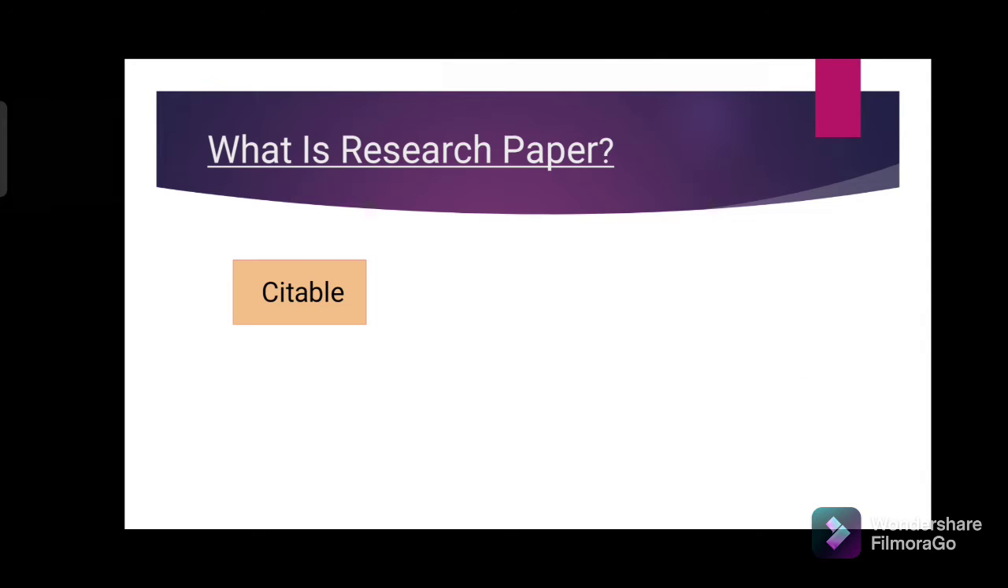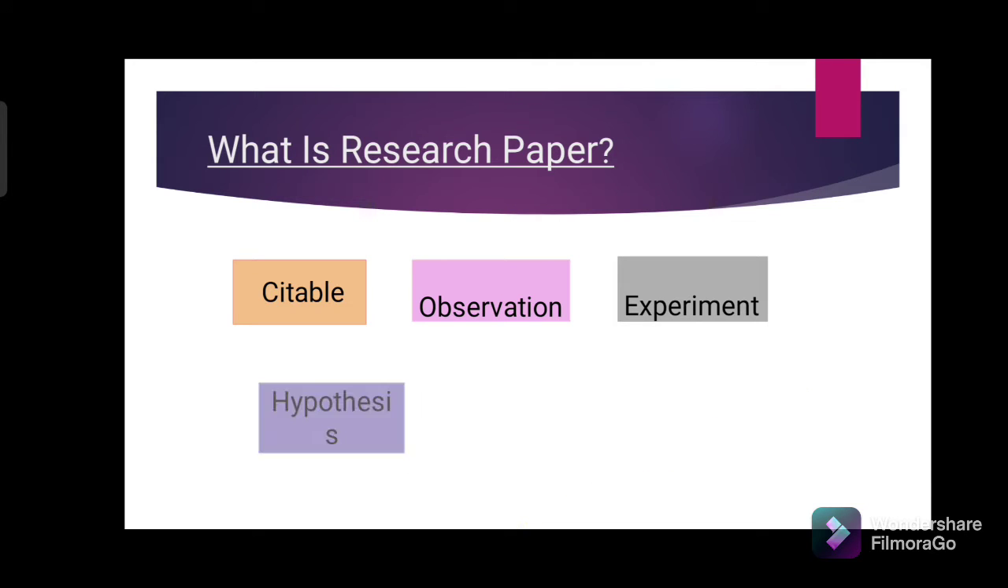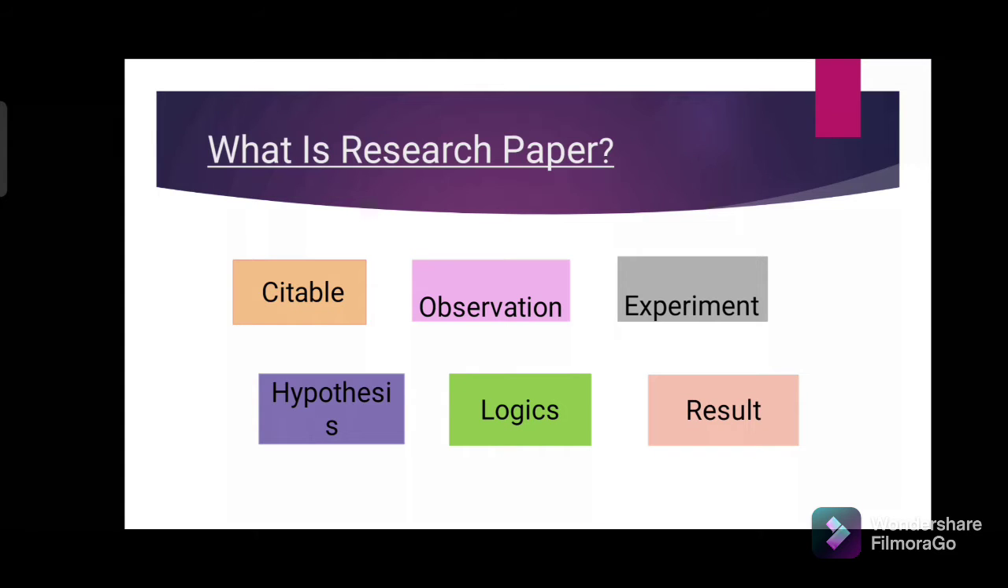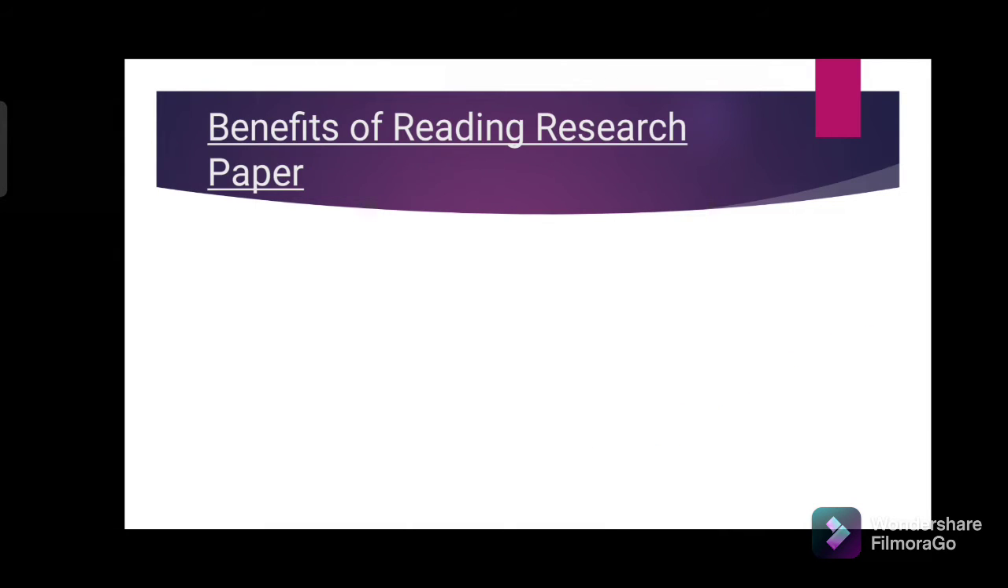A research paper is a citable document that is based on any observation, experiment, hypothesis or logic, and finally on the results. So this is the research paper. Any research paper is based on these parameters, we can say. Moving forward, what are the benefits of reading a research paper?